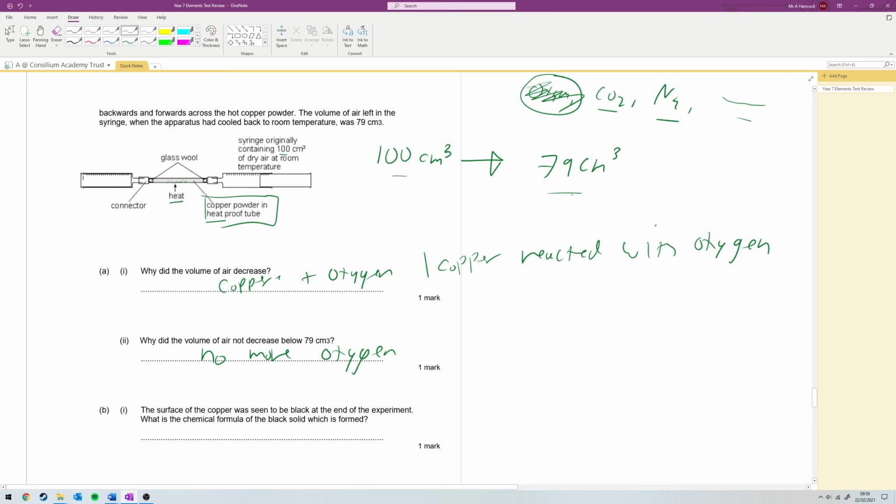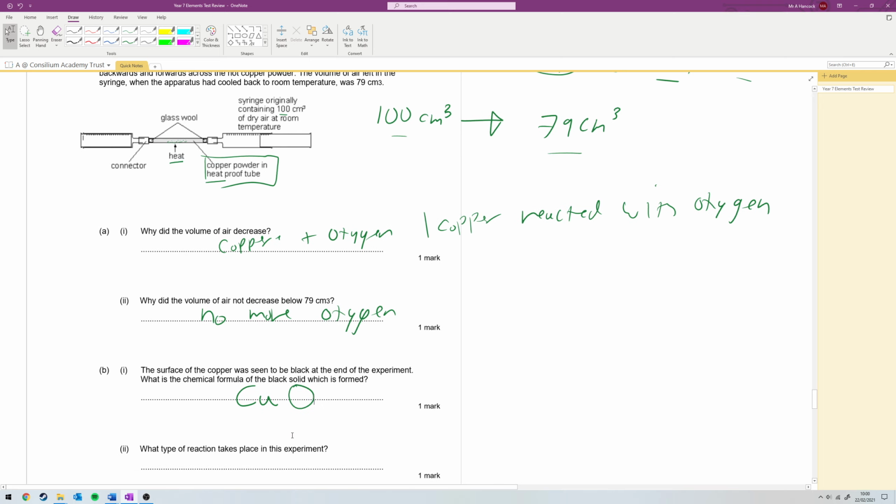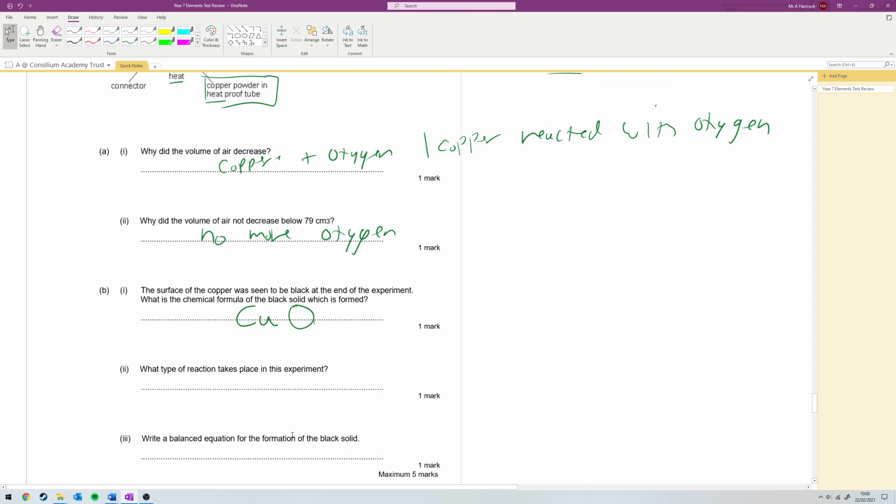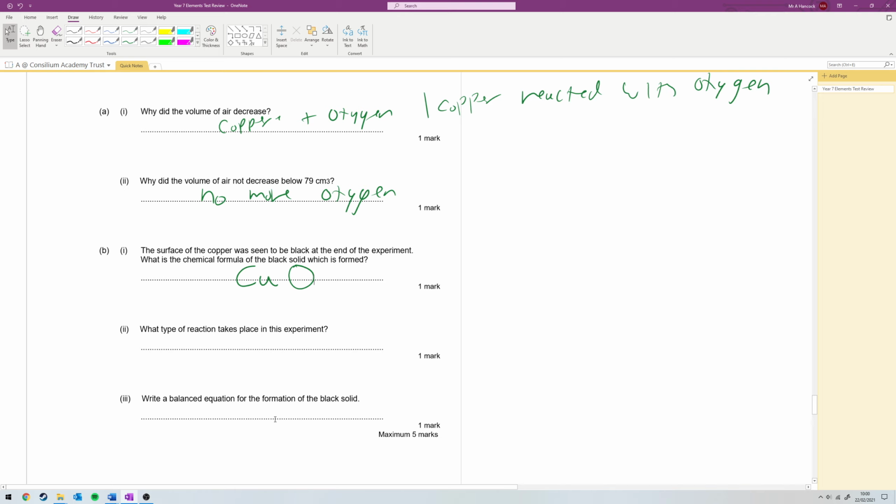So the surface of the copper was seen to be black at the end of the experiment. What is the chemical formula? Now, copper oxide. So unfortunately, if you wrote copper oxide, I'm not sure if I gave you the mark. I think I may have done. But generally, because it said chemical formula and not name, you had to write CuO.